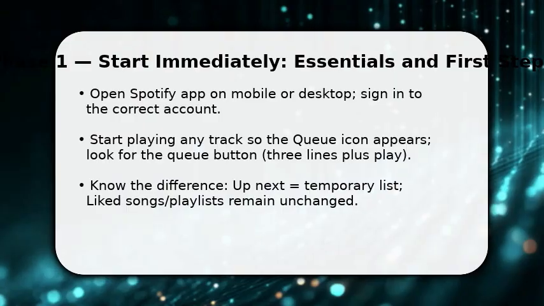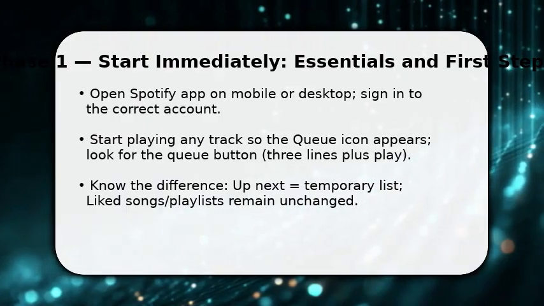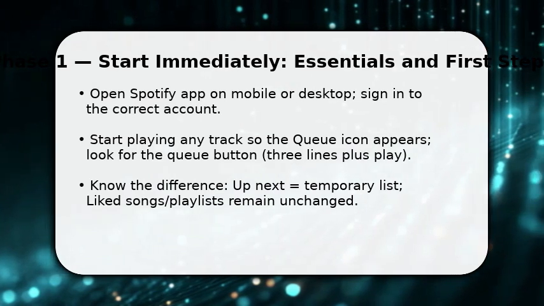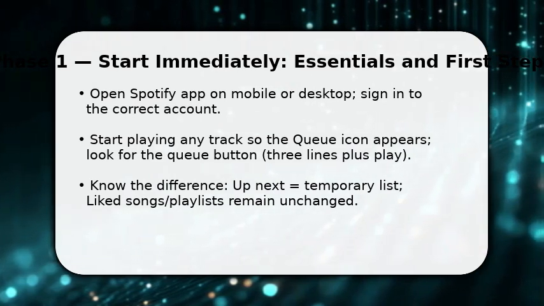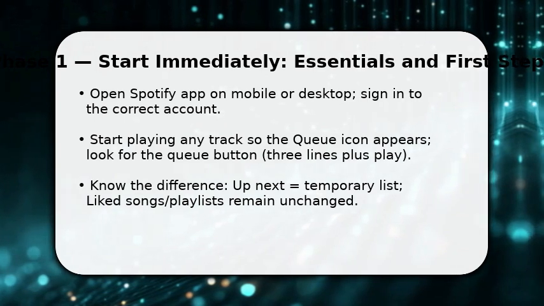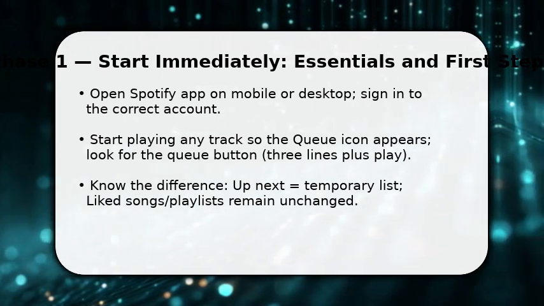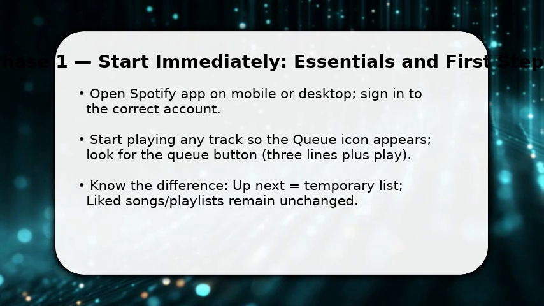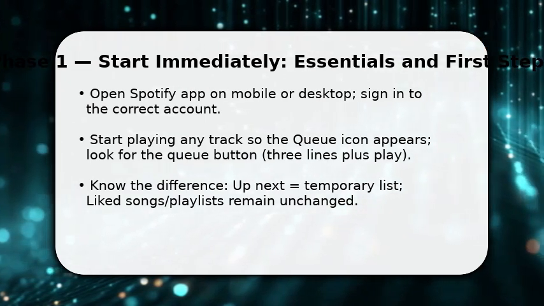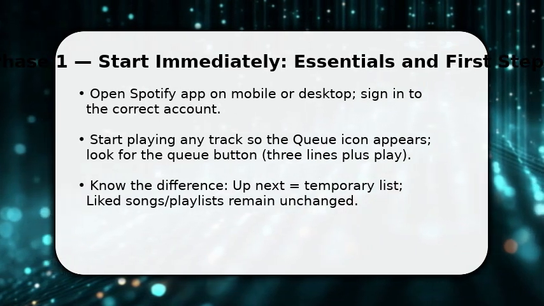You'll start by opening Spotify and signing into the account that holds the queue. Once playing a song, tap the queue icon, 3 lines with a play symbol, so you can see items. Make sure you understand up next is temporary. Deleting here won't remove saved playlists or liked tracks.